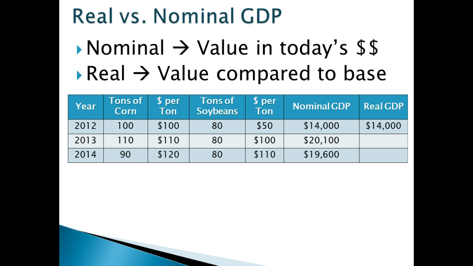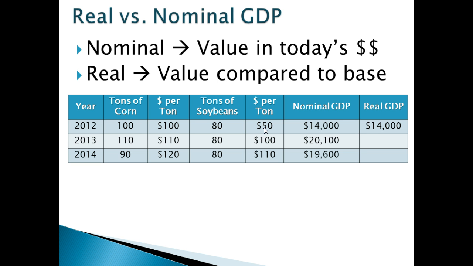To calculate real GDP for 2013, however, what I would do is say the price of corn and the price of soybeans remains the same. So whatever the price was in 2012, we're going to use that same price for 2013 and see whether the change in nominal GDP is driven by a change in price or if it's driven by a change in quantity. So I would do 110 tons of corn times $100 per ton, which is the base year price, and 80 tons of soybeans times $50 per ton, which is the base year price.